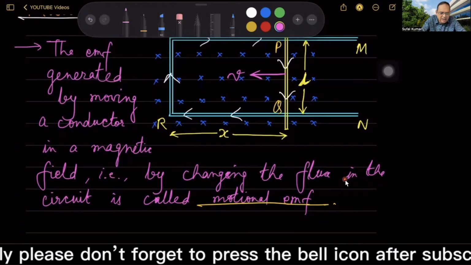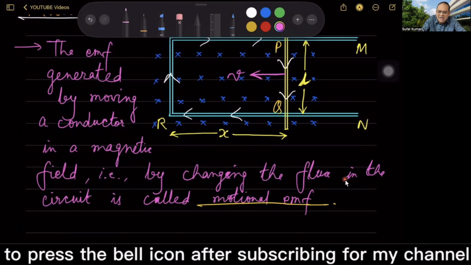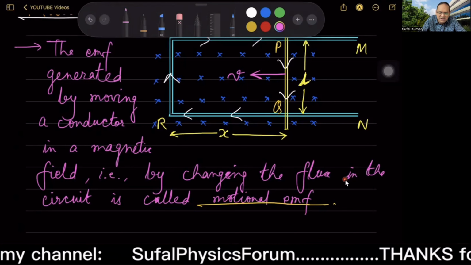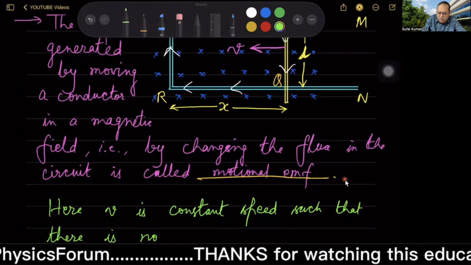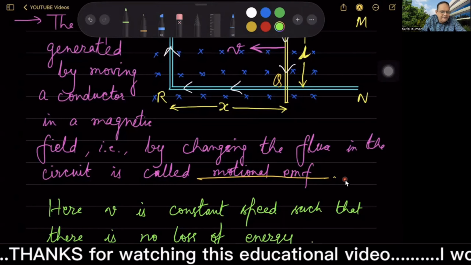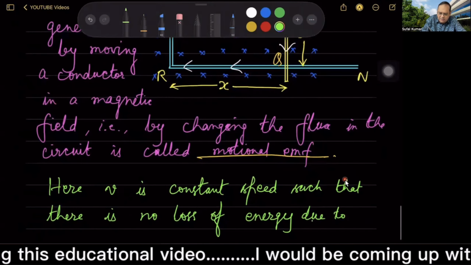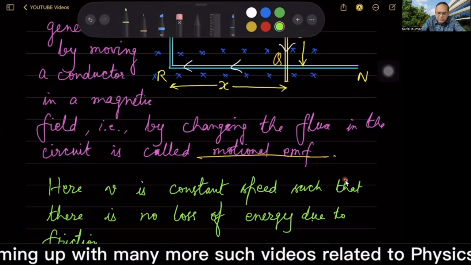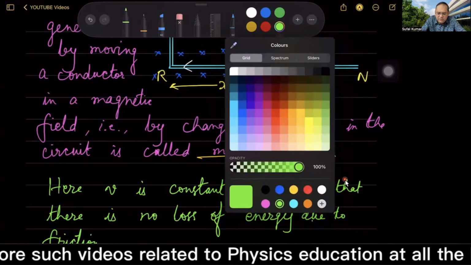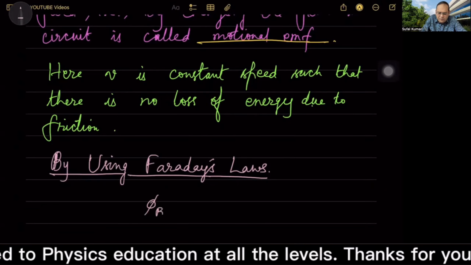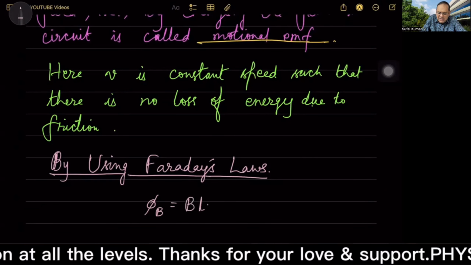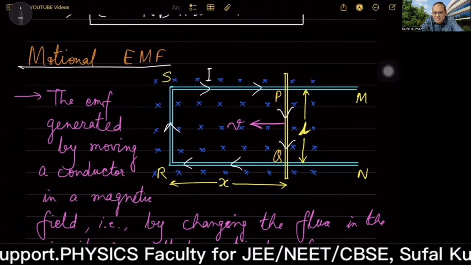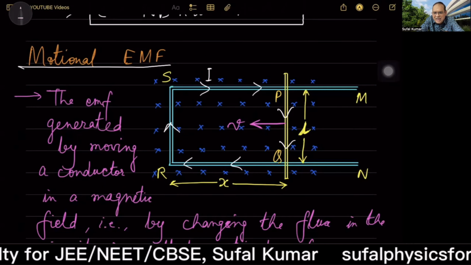And here v is constant speed. While discussing the mathematical analysis of the situation, we'll be considering constant speed. There is no loss of energy due to friction. That means we are considering an ideal situation. Then by using Faraday's law, phi B is BLx. Phi B means magnetic flux. Magnetic flux is BA.